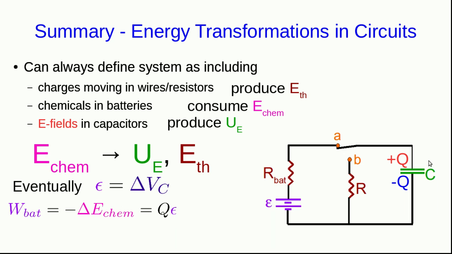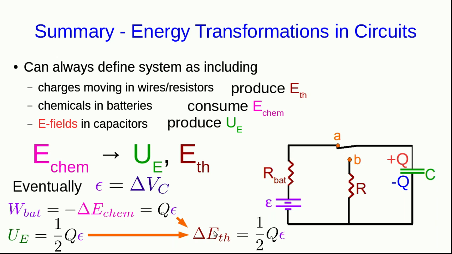Meanwhile, we know that the amount of potential energy stored on the capacitor is a half the charge times the potential difference, and that potential difference is the same as the battery's EMF. But notice that that means only half of the chemical energy that was consumed in the battery ended up as potential energy in the capacitor. All the rest ended up as thermal energy, and whether there's another resistor other than the battery's internal resistance or not, the total amount of thermal energy produced is the same.